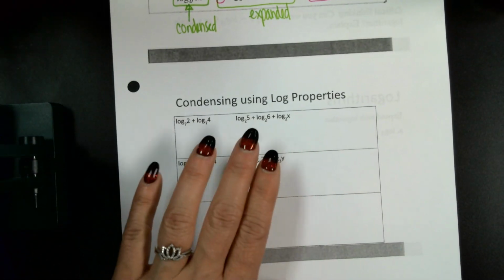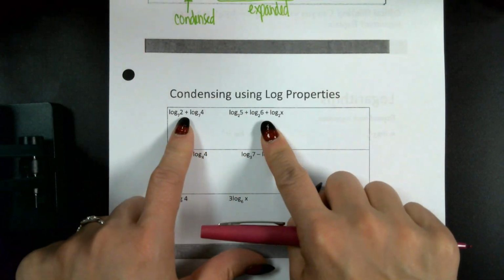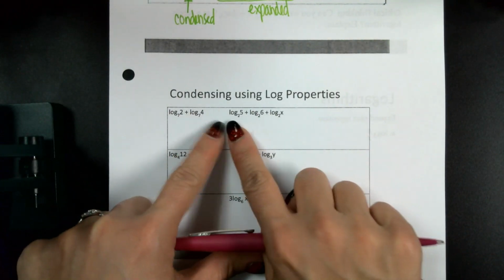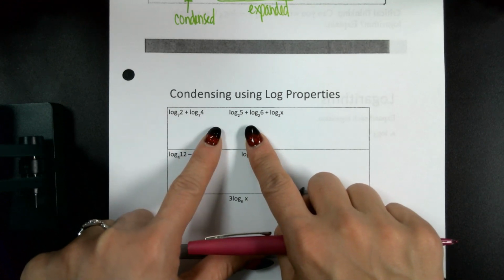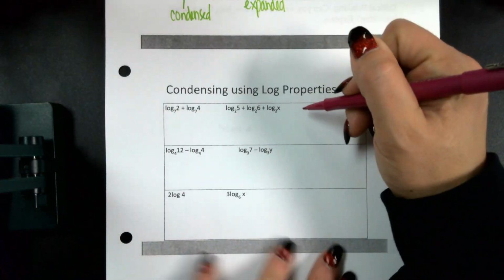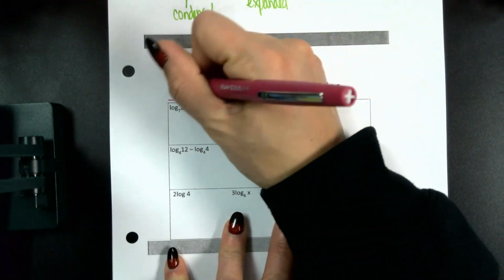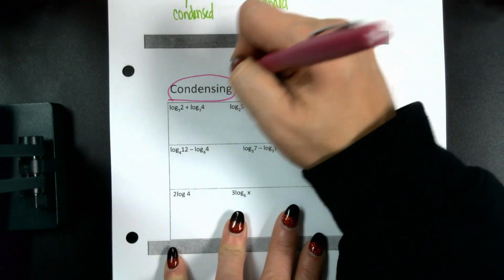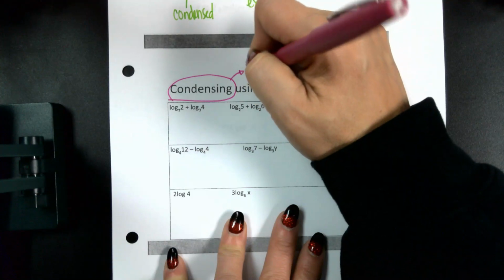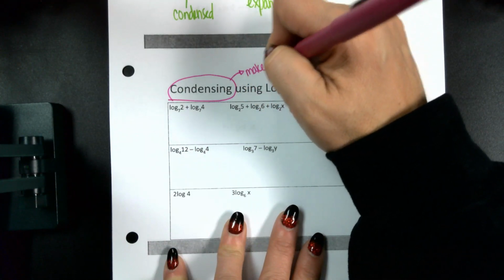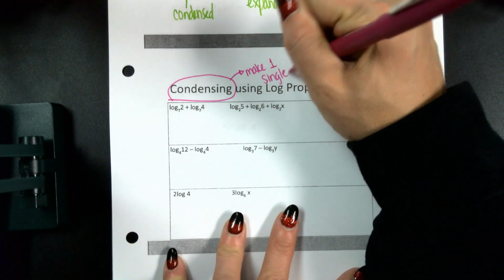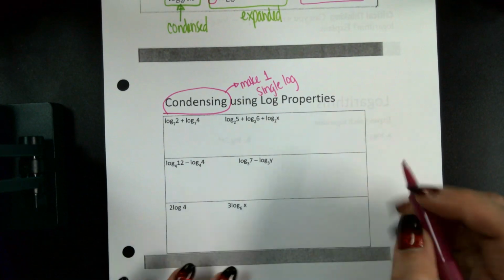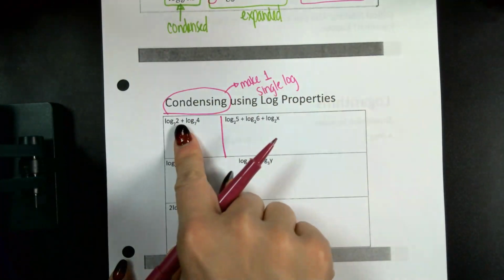examples. Look down here. These have been expanded. How do I know? Because there's more than one log, right? So these are the expanded versions, and we want to condense, which means we're going to make it just one single log. So we have to use those properties to put these together. Okay, so starting with this one.